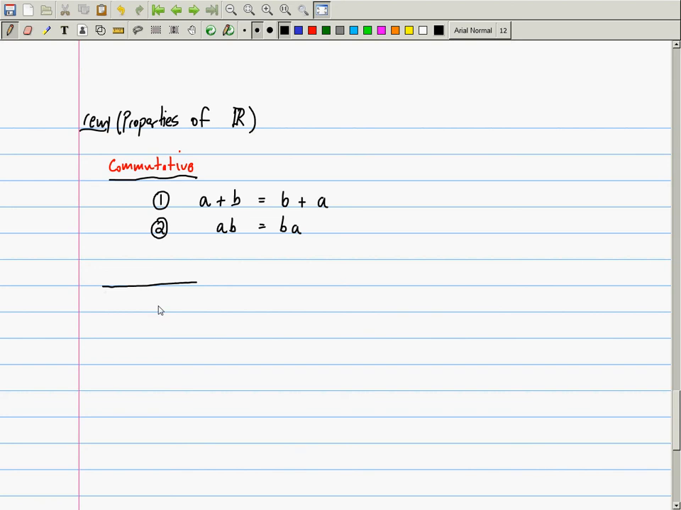So the third property is that A plus B plus C is equal to A plus B plus C, grouped differently. That's how it is for sum, for plus. Similarly, ABC is equal to ABC, grouped differently. What is the name of this property? It's not the D word and not the T word. It starts with A. This is associative. Right? Associative.